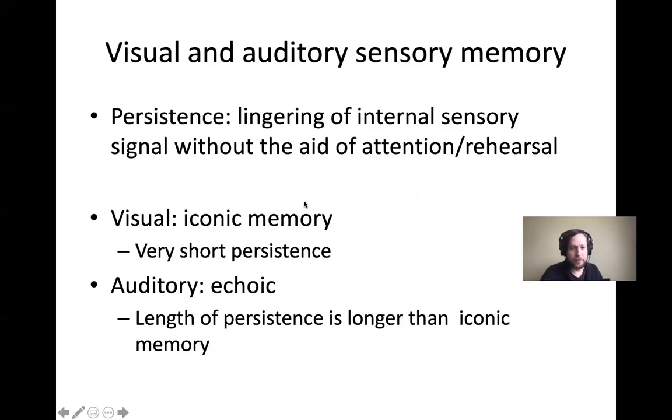The visual version of this, the visual sensory memory, is called iconic, and it's thought to have very quick decay. So we're talking about decay along the lines of 500 milliseconds. So you see something with your eyes, it's represented very, very quickly with sensory memory, like 300 to 500 milliseconds, and then the sensory memory image goes away.